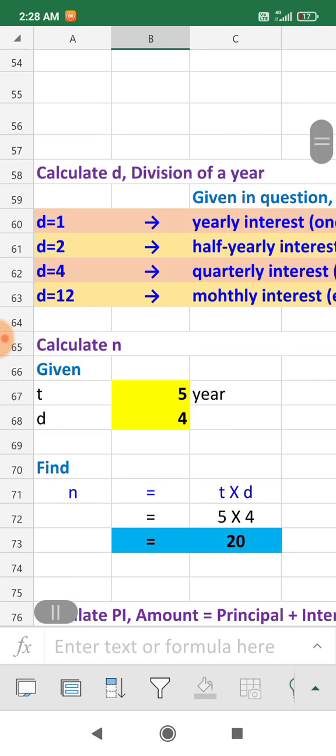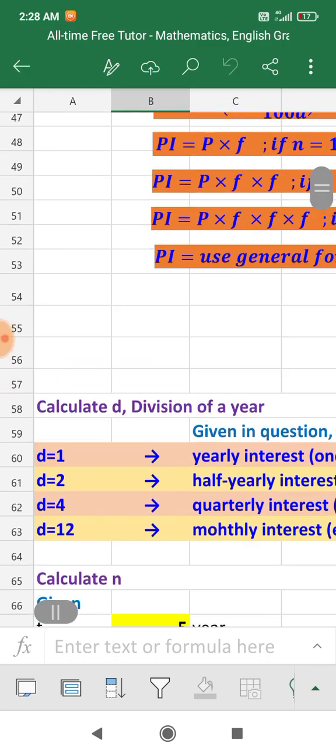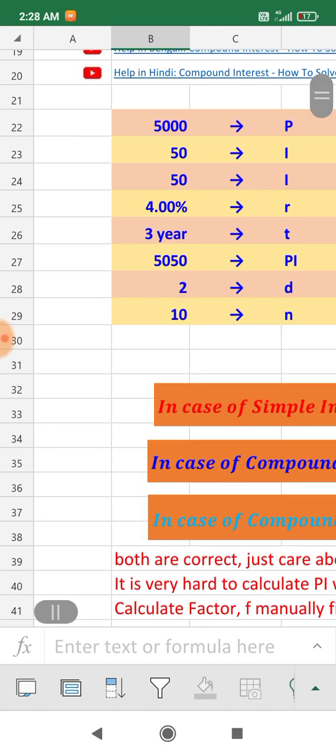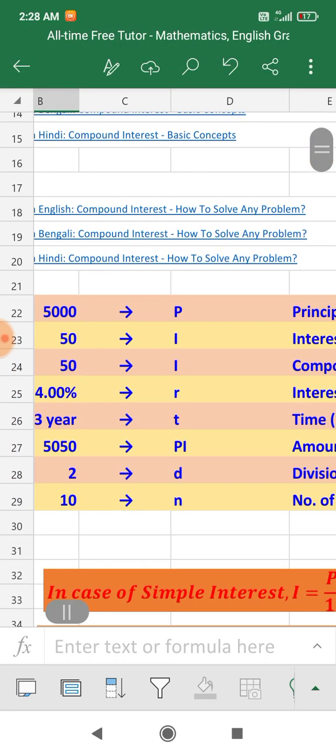Now I think you know how to convert the time already in the simple interest. We know how to calculate the PI, exactly similar concept. So this is about all the basic things. We'll later learn how to solve any compound interest problem. Okay, thank you.